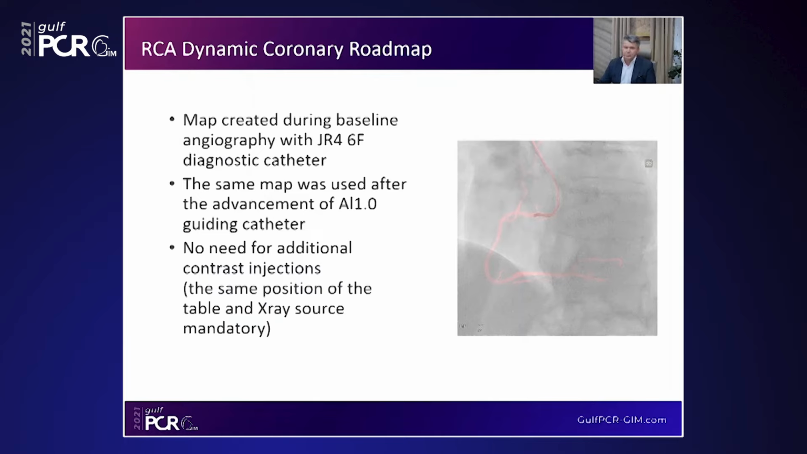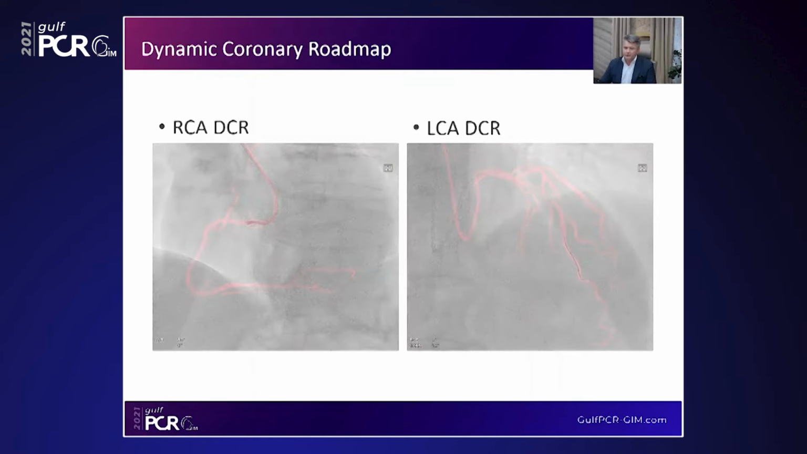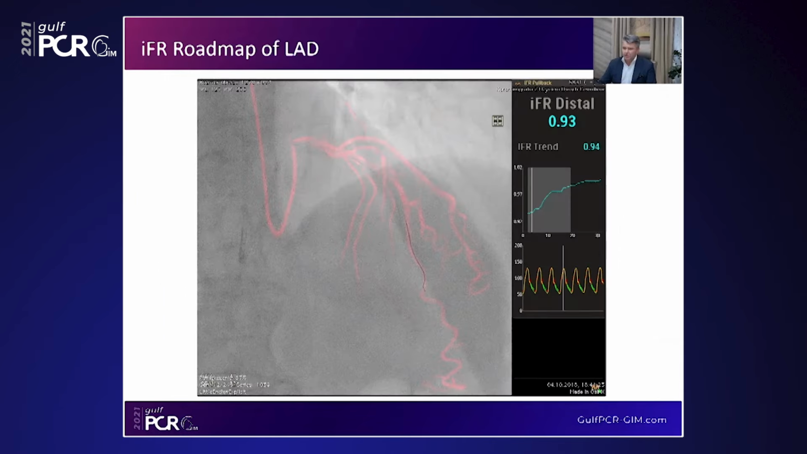So I would say that this is a good example that with one baseline diagnostic angiography, you can use the roadmap for your PCI procedure with another guiding catheter if you don't move the table and you have the same projections. You can use this technique for right or left coronary artery. And you can use, of course, not only the wire for stenting, but also the physiology wire to assess the severity of the lesion and to know if you need to do any kind of intervention.